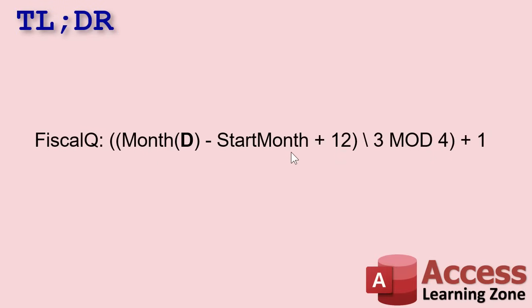So if your fiscal year starts in February, you put a 2 here, add 12, integer divide by 3, mod 4, and then add 1 to it. And this mathematically will create the fiscal quarter for you.